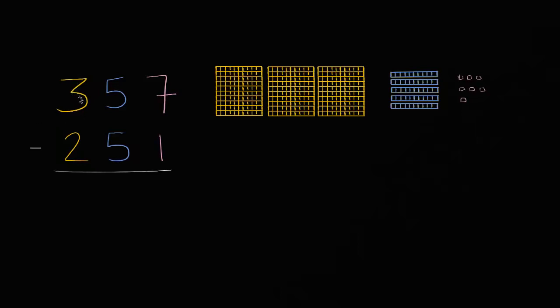We have the number 357. So the 3 is in the hundreds place, so that represents 3 hundreds. 100, 200, 300. That's what this 3 represents because it's in the hundreds place. Let me write that. This is the hundreds place.